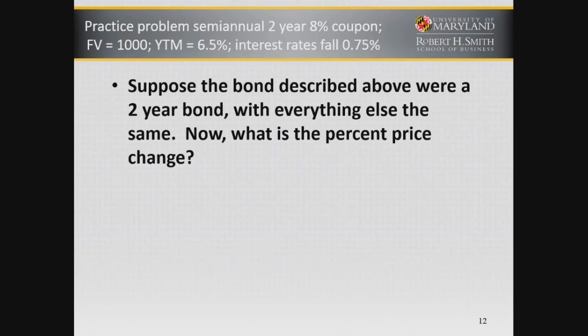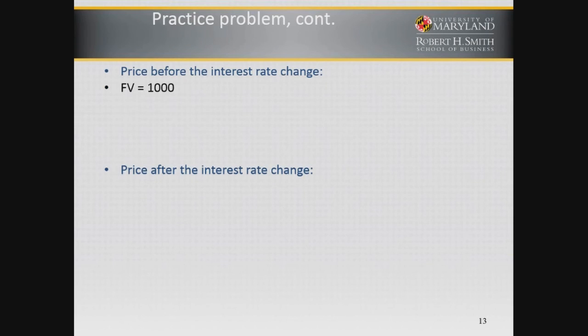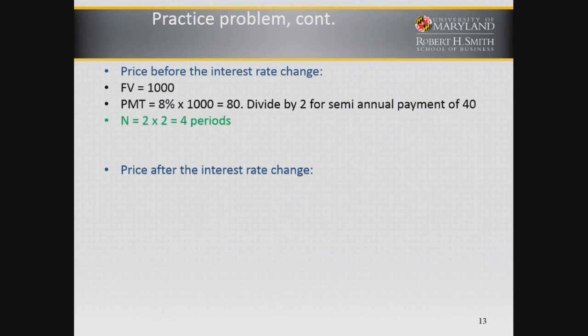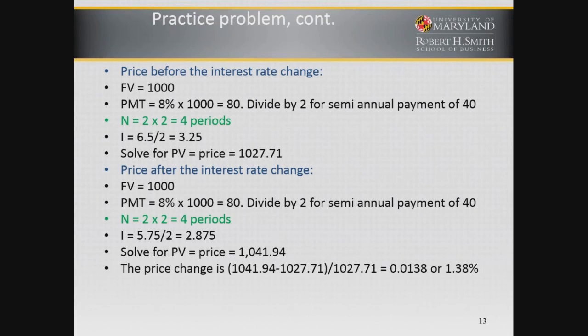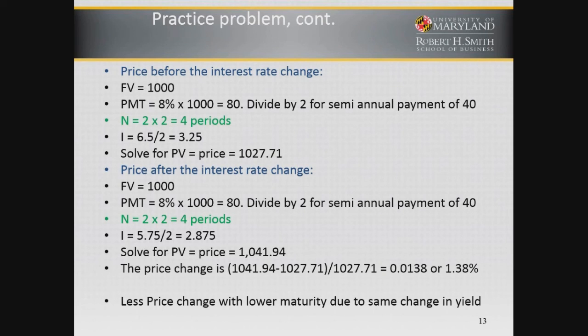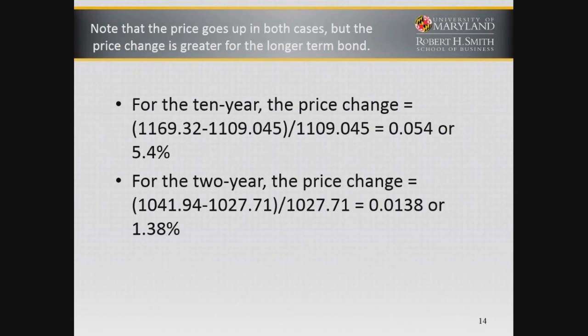Now let's look at it if this were a 2-year bond, everything else the same. Again, the same payment, the same future value, the same yield, but the number of periods, now 2 years, is 4 periods. Now you see the bond price is $1,027.71 before yields fell, and after yields fall, the bond price is $1,041.94. The price change is 1.38%, less price change with the lower maturity, even though it's the same change in yield.